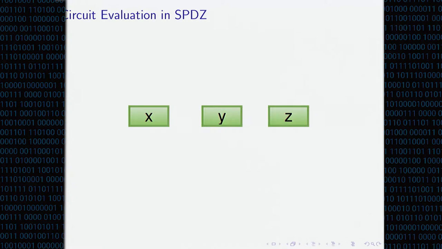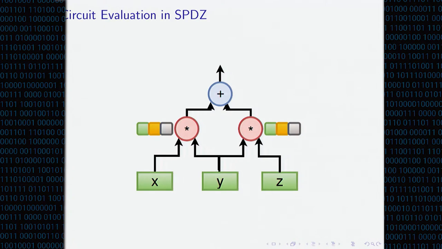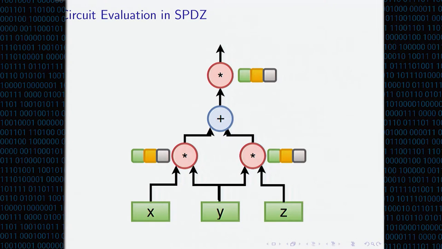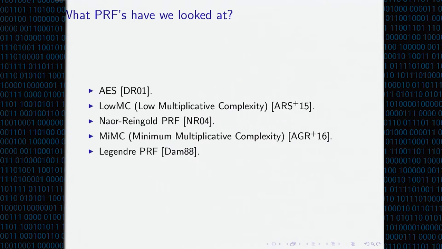Let's see an example of how we do a circuit evaluation in SPDZ. Suppose we have X, Y, and Z, some input secrets shared. We want to multiply X and Y, and Y and Z, so we use two triples. We can do the addition of the results locally. Then we multiply again, and we use another triple. So we have, in total, three triples, and the multiplicative depth gives the number of rounds, namely two.